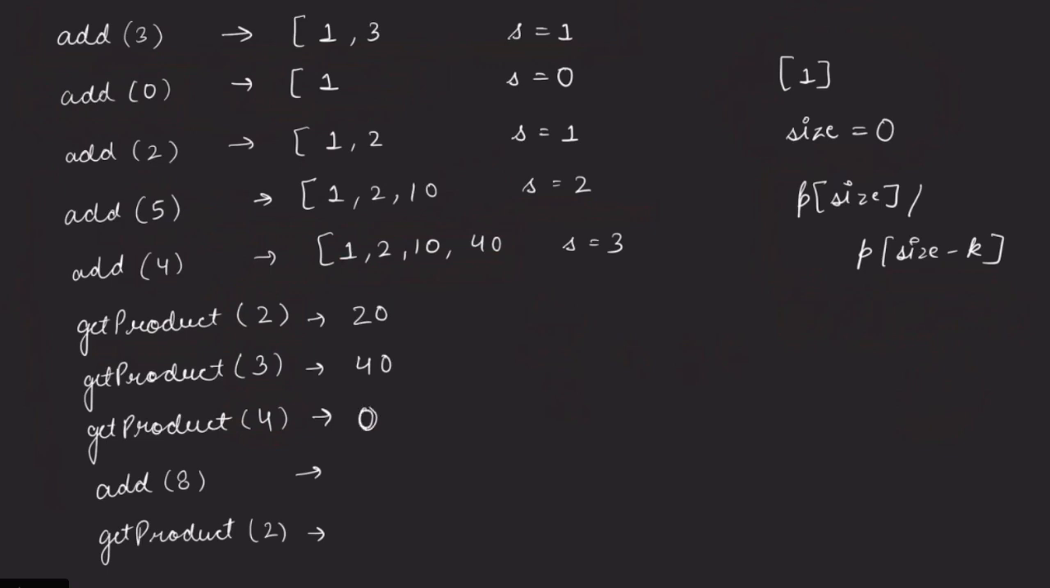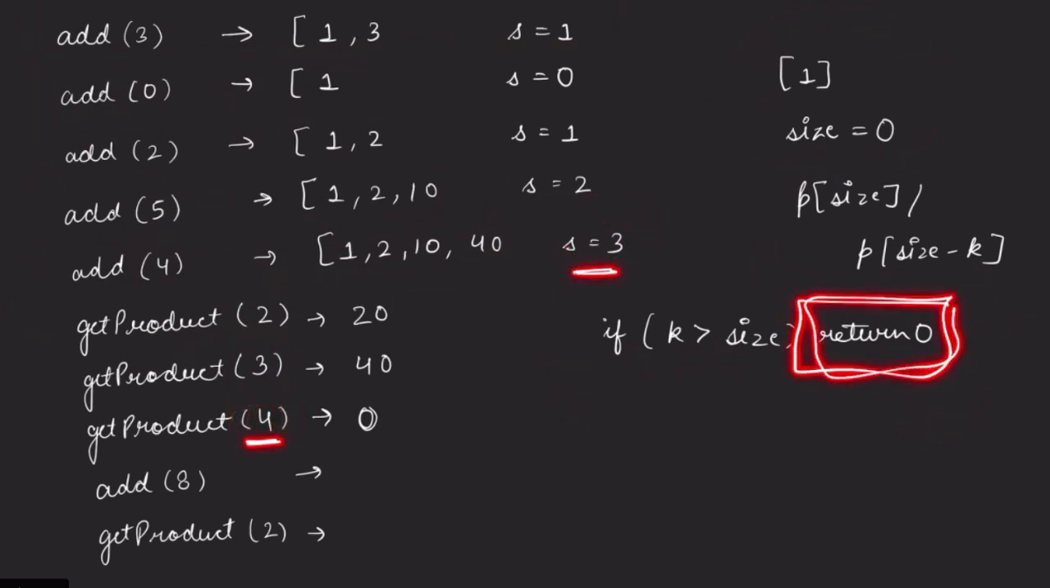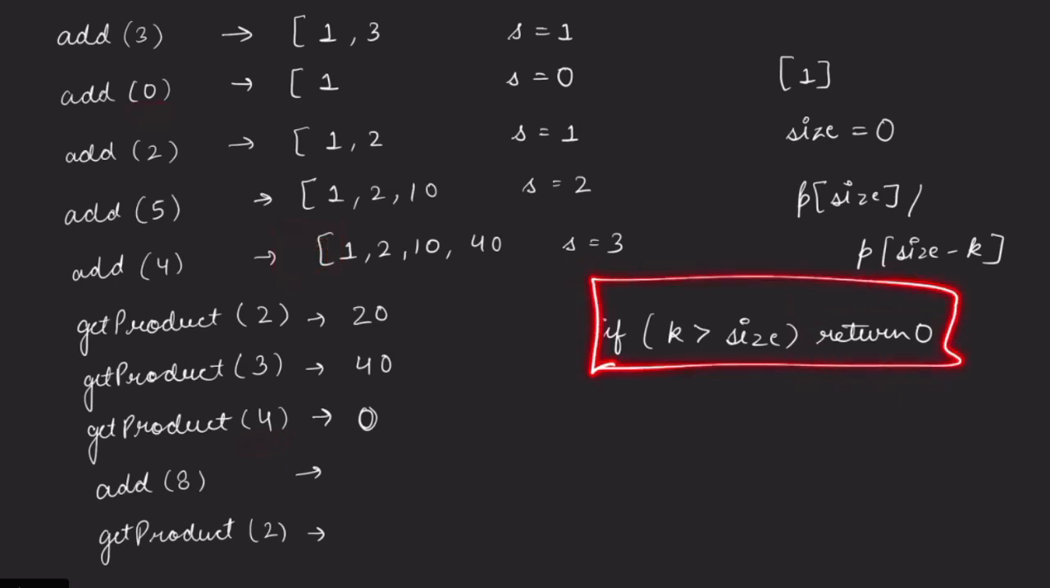Basically, what we can check is that if in any case our k becomes greater than the size, then we will simply return a 0. If you see here, the size was 3, k is 4. So k became greater than the size. So in that case, we will return a 0, because that implies that it is including the numbers from this range which we dropped. And why did we drop them? Because of 0, right? So that is the catchy point in the solution.